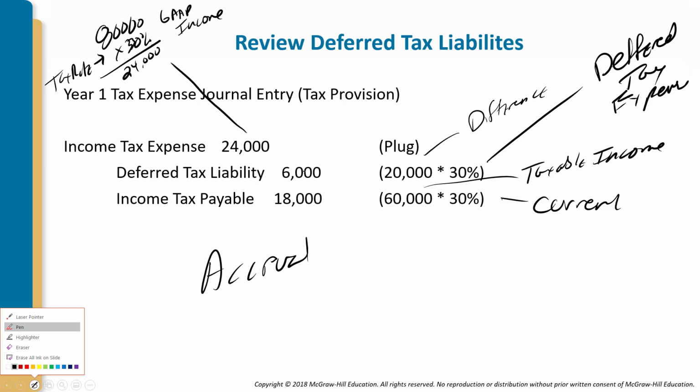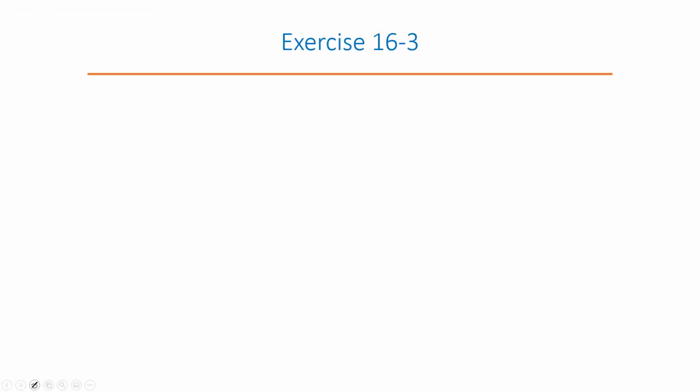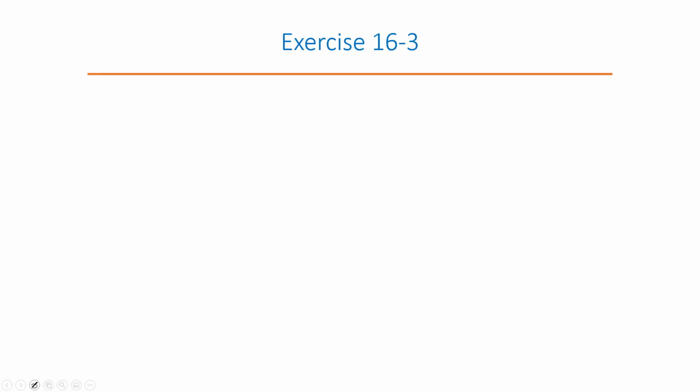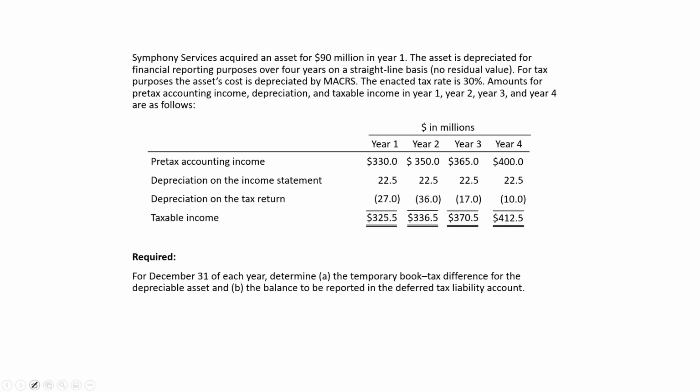Okay. All right. So that's my review there, and I want to go over another example just to drive this home. This is exercise 16.3 in the book. Symphony Services acquires an asset for $90 million in year one. The asset is depreciated for financial reporting purposes over 4 years on a straight line basis, no residual value. For tax purposes, the asset's cost is depreciated by MACRS. The enacted tax rate is 30%. Accounts for pre-tax income, depreciation, and taxable income for years 1, 2, 3, and 4 are as follows.